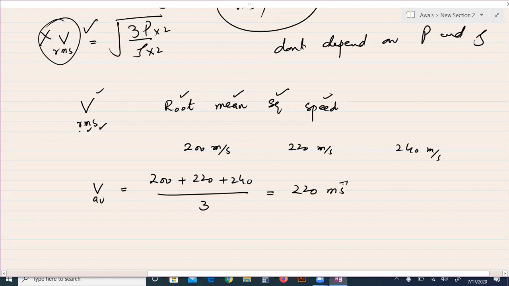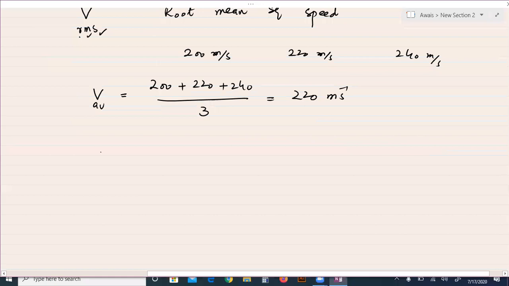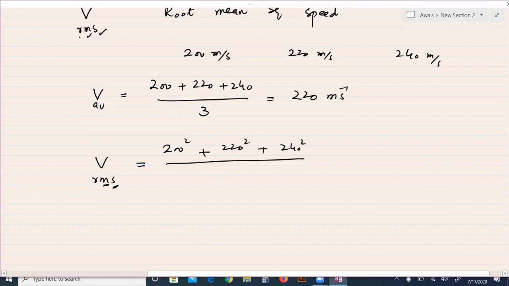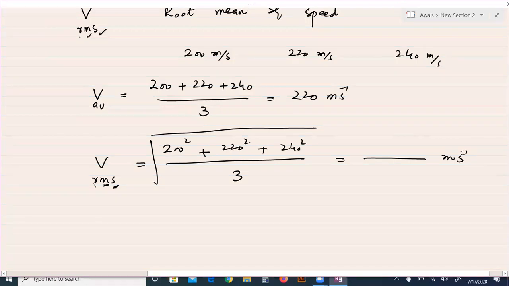But if the question is calculate VRMS, then this S stands for the square. So we will take the square of all 3. And then M stands for the mean, so we will take the mean of these 3. And the R stands for the root, and then we will take the under root. So this answer will be the VRMS speed. This is the method to calculate the average speed and the RMS speed. So this is the difference.